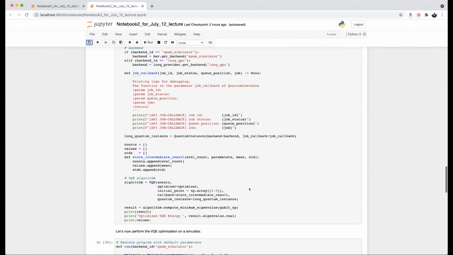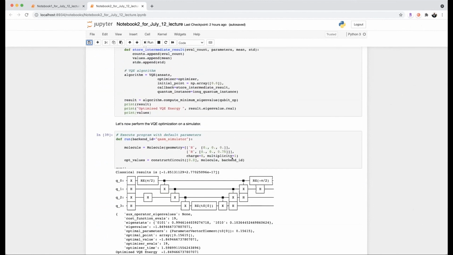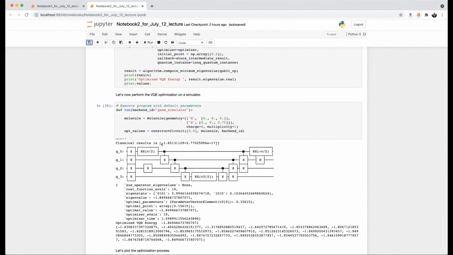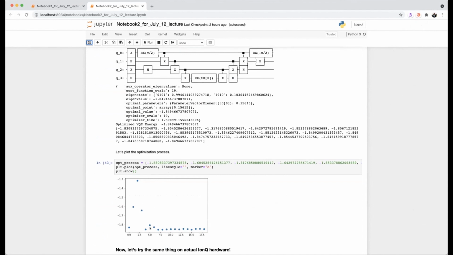All right, so after we run this, we will print out the results and the optimized VQE energy. And now let's perform the VQE optimization on a simulator. If you run it, it should be completed in about a second. It will print out the classical results, and then we'll print out the circuit, and you can see the circuit looks like this. And then it will also print out the optimized VQE energy. As you can see, comparing this value to the classical results, the VQE is almost exactly the same as the classical diagonalization result. And then we can plot the energy as a function of iterations, and you can see that as we optimize, the energy eventually converges to the optimized VQE energy, which is this value.